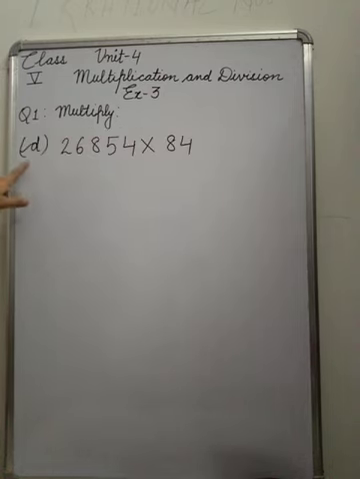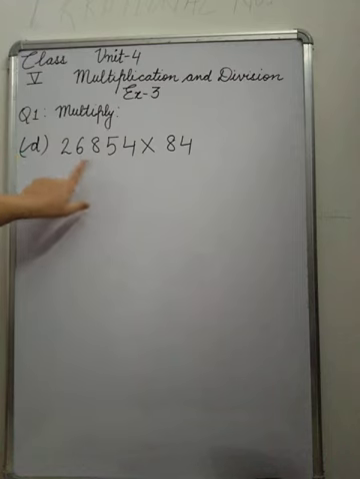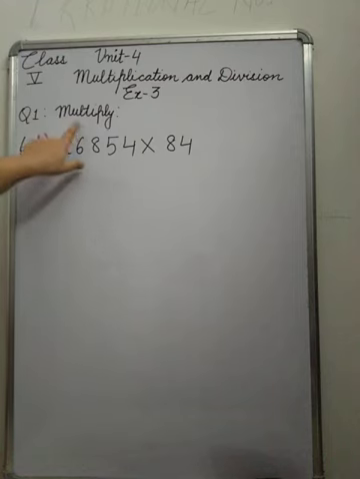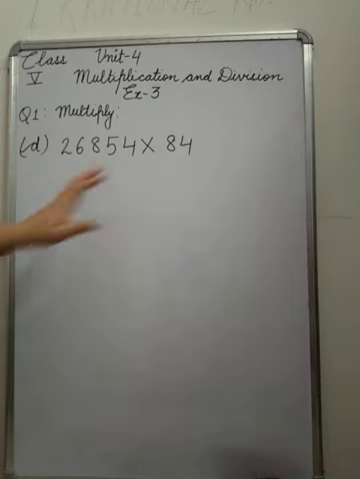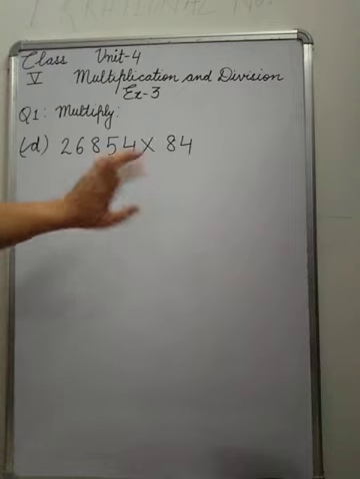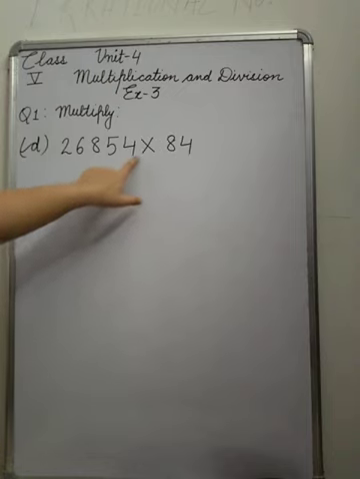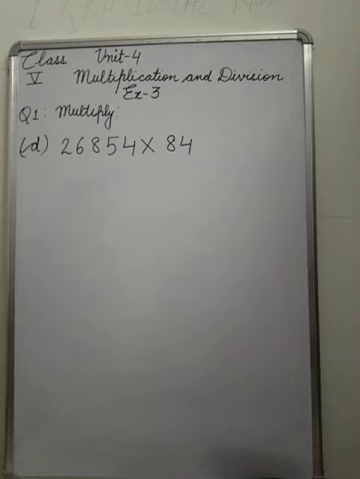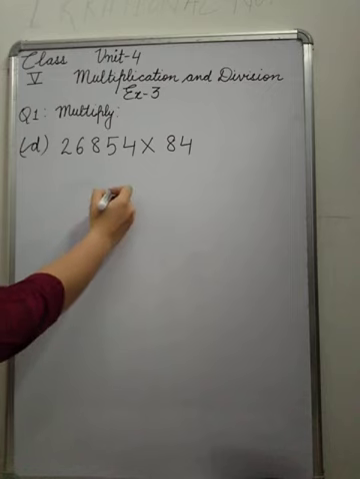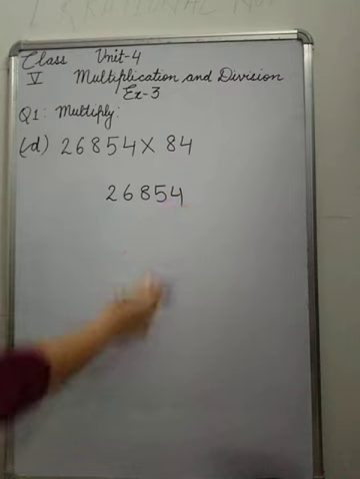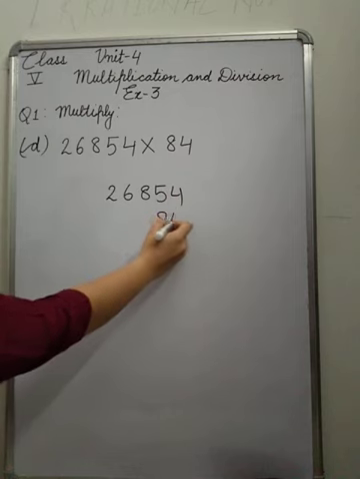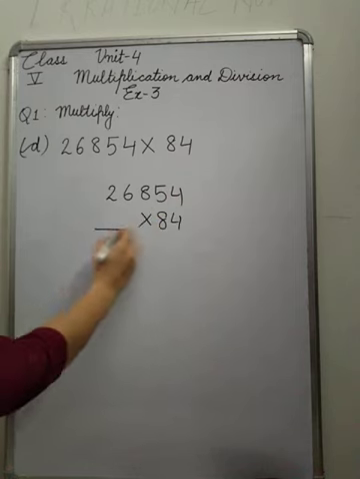Now the next part I am going to explain, the D part. Firstly read the number. This is 26,854 into 84. You have to multiply with a 2-digit number, but the number given first is a 5-digit number. Only this is the difference. Firstly write in vertical column, in this manner. Now the next, 84, write in this manner, with the multiplication sign.